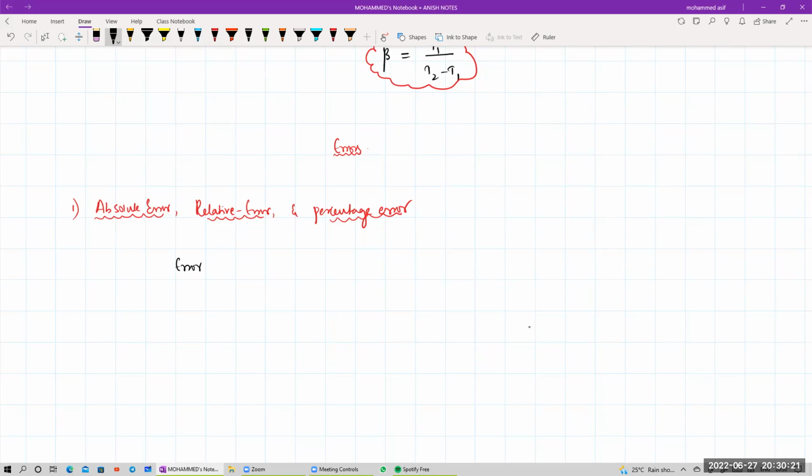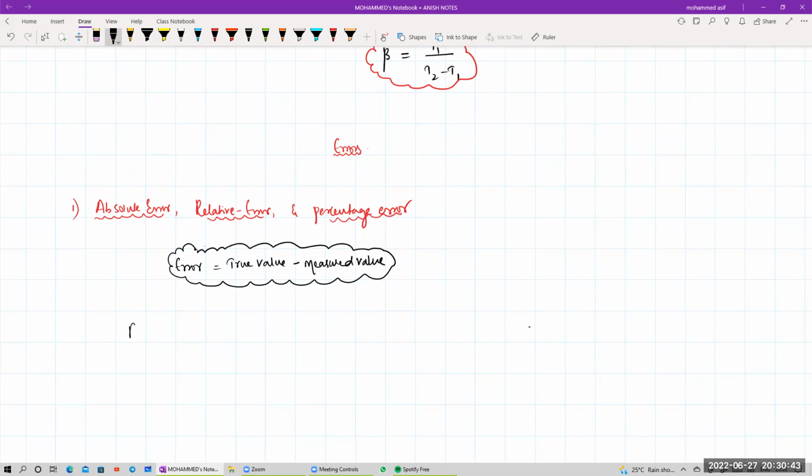How to define error better? Error is always your true value minus your measured value. Error is always defined as your true value minus your measured value.